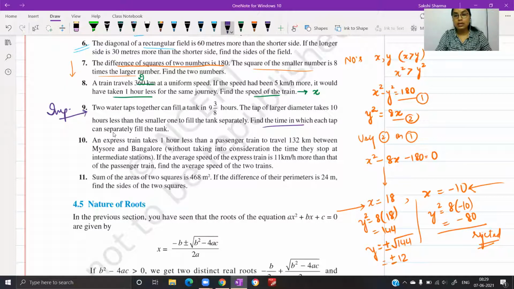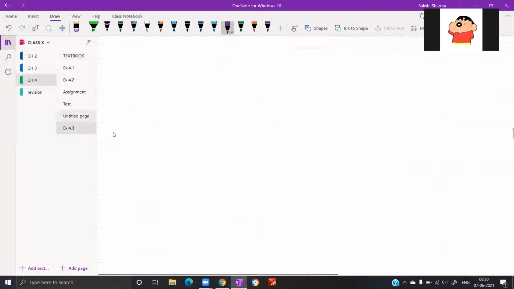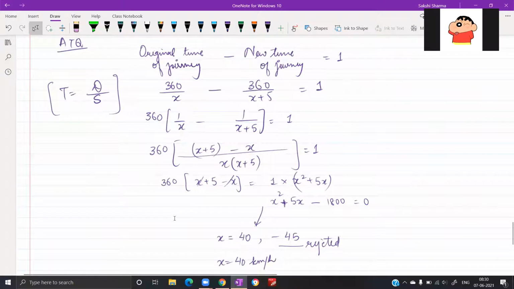You are working with time taken to complete a job. So you can do this by calculating what part of the tank is filled in 1 unit of time. If the total time is assumed as x, what will be the part of the tank which is filled in 1 unit of time? 1/x.